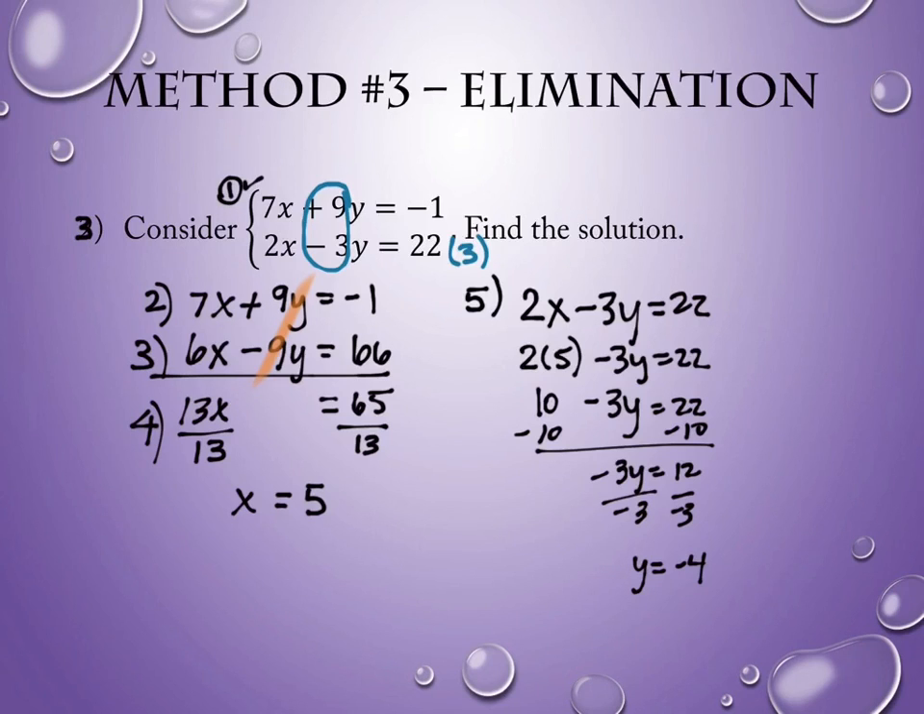That's step 5. What is step 6? Yeah, it's the ordered pair. It's the x coordinate and then the y coordinate. So x is 5, y is -4. And we're done.